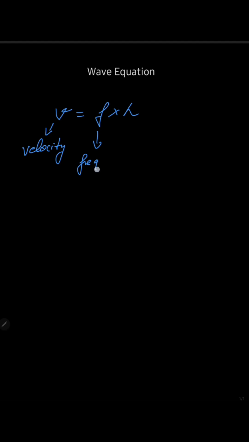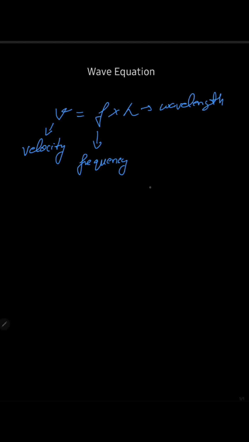Wave equation. So we all know the wave equation is V equals frequency into lambda. V equals f lambda, where V is the velocity, that is meter per second, f is the frequency, and lambda is the wavelength.